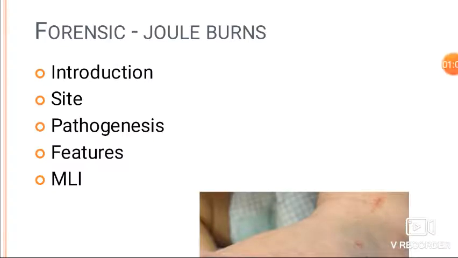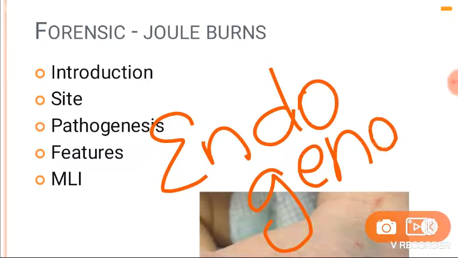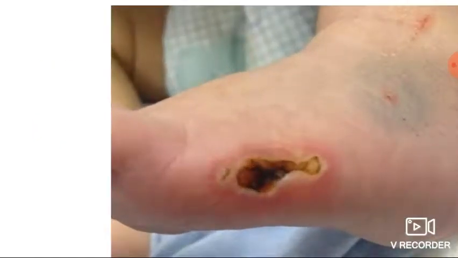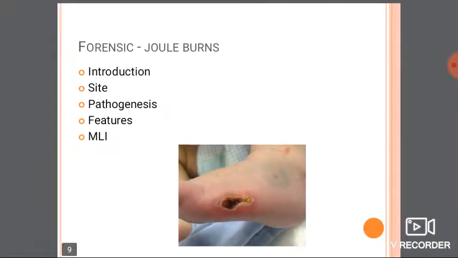So these are called endogenous burns. What are these called? Say endogenous burns. Joule burns. So when the electricity enters, at the entry point, there will be this kind of Joule burn. Okay. Next.